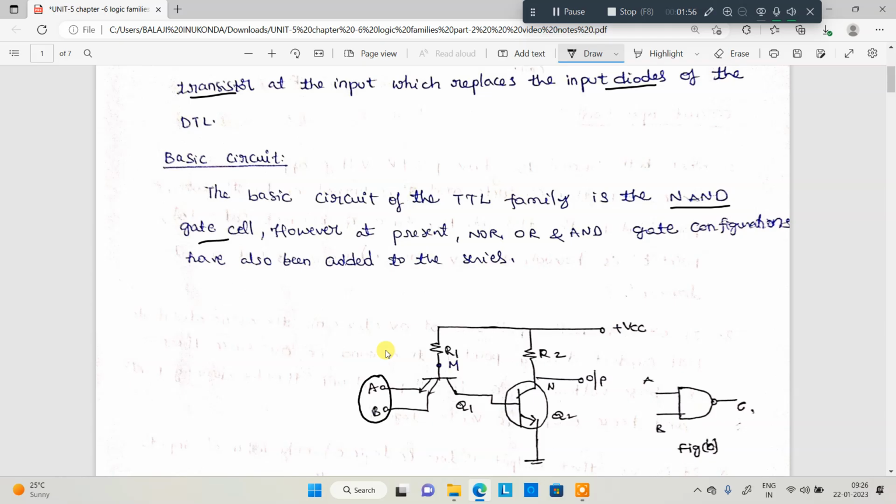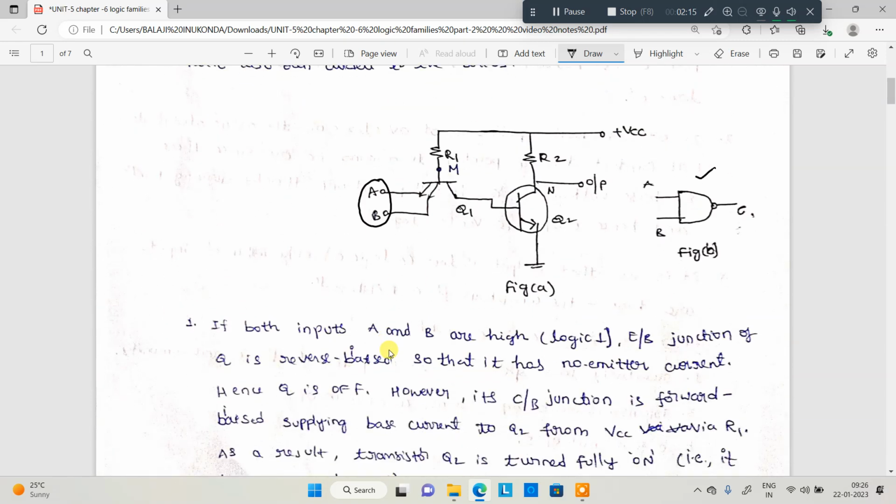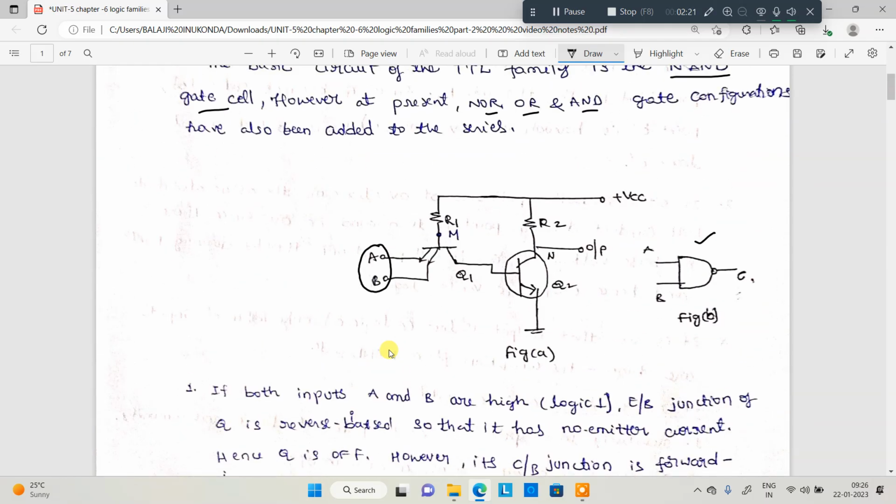So the working and truth table are the same as a NAND gate. However, at present, NOR gate, AND gate and many other configurations exist. The basic circuit of TTL is the NAND gate cell, which is represented here, the basic TTL NAND gate. Now we'll see how exactly this circuit works, and whether it obeys the NAND gate truth table or not. We are going to discuss different cases.